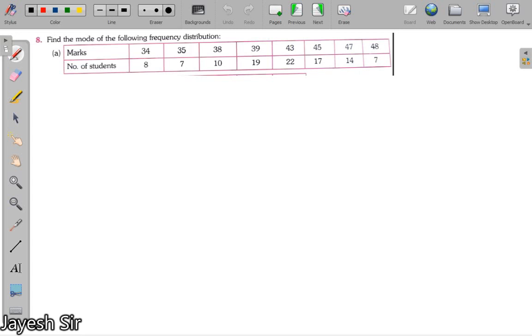Question number 8 is telling us to find the mode of the following frequency distribution. Very easy question. First is your marks. Next is the number of students getting those marks. So this table means that for a set of numbers, 34 is coming 8 times, 35 is coming 7 times, 38 is coming 10 times, 39 is coming 19 times.